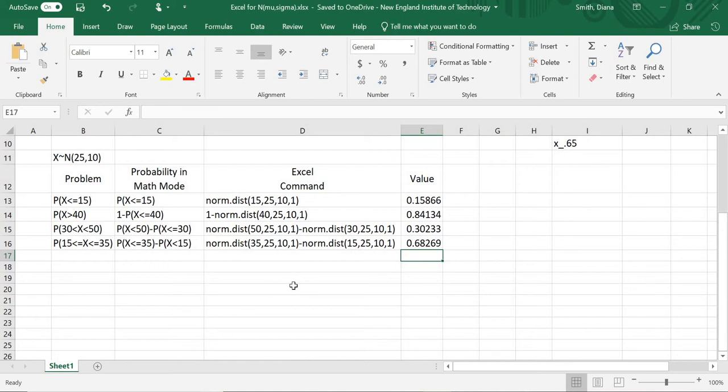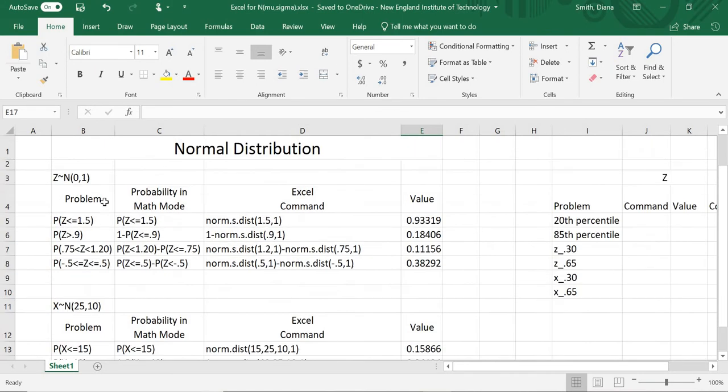It's either norm.s.dist for the standard normal distribution, or norm.dist if it's not standard. You could also, if you wanted, standardize it over here. So I could change the probability of x being less than or equal to 15 to the probability that z is less than or equal to something, and then use the norm.s.dist. Or I could also, for the standard normal, use norm.dist and always just plug in the fact that the mean is 0 and the standard deviation is a 1. So I can just pick one and use that every time.